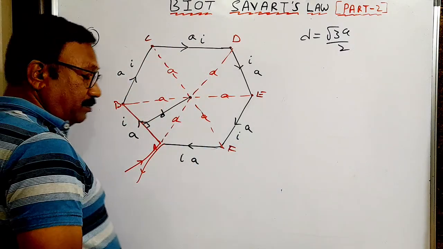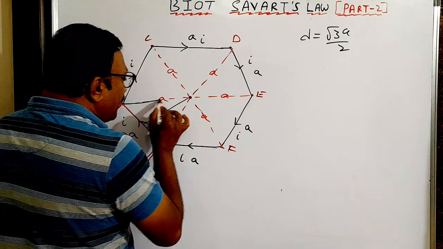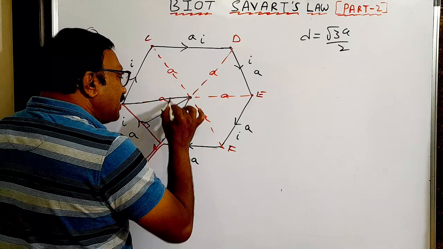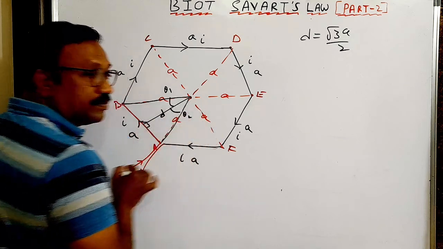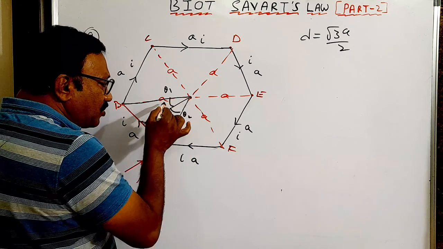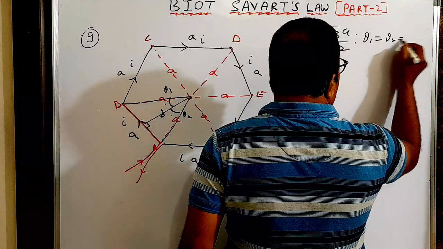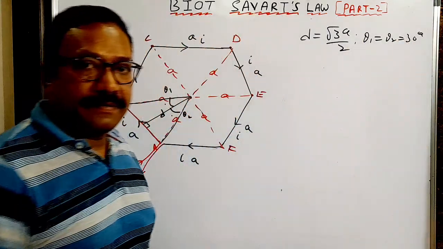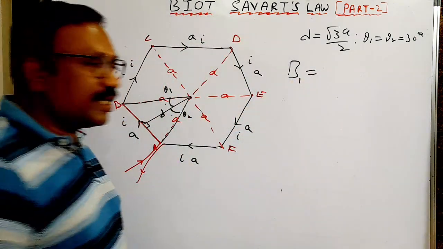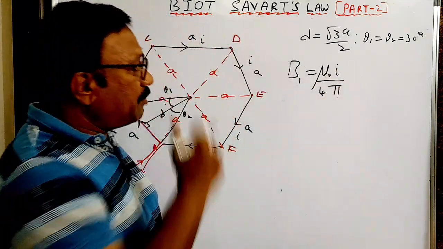Next, alpha, theta 1 and theta 2. Join a line from one end of the wire. Join a line from the other end of the wire. On either side of the D, I have to take theta 1 and theta 2. So this is theta 1 and theta 2. This is an equilateral triangle, this is a bisector, so this is 30 and this is 30. So theta 1 and theta 2 are equal to 30 degrees. So the magnetic field due to the wire AB is B1, mu naught I by 4 pi d, where D is the perpendicular distance, root 3 a by 2.